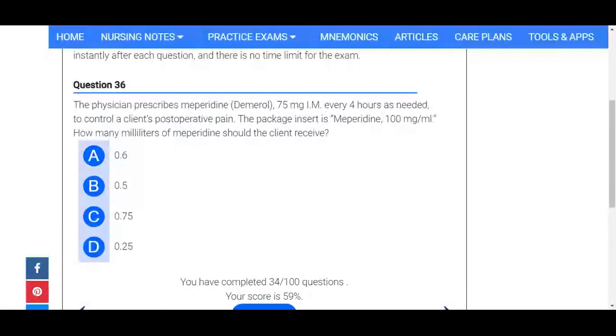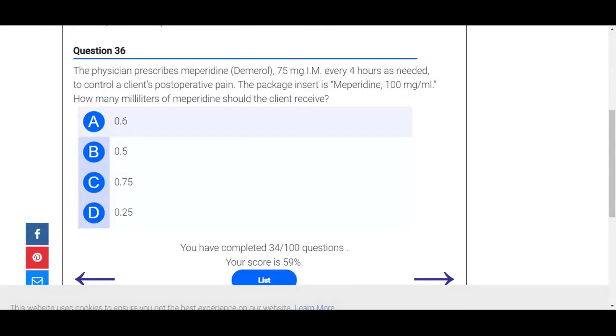Okay, now. The physician prescribes meperidine (Demerol) 75 milligrams intramuscularly every 4 hours as needed to control the client's postoperative pain. The package insert is meperidine 100 milligrams per ml. How many milliliters of meperidine should the client receive? Okay, we're talking about ml. So we are going to solve this.